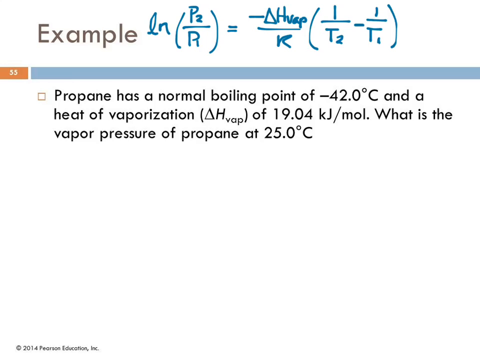So here's our problem. Propane has a normal boiling point of minus 42 degrees Celsius and a heat of vaporization of 19.04 kilojoules per mole. What is the vapor pressure of propane at 25 degrees Celsius? So we can identify either of these, minus 42 or 25, as T1 or T2. We can call them whatever we want.